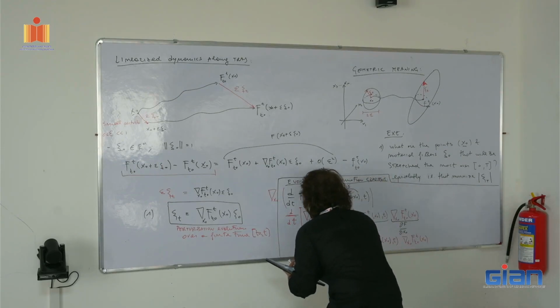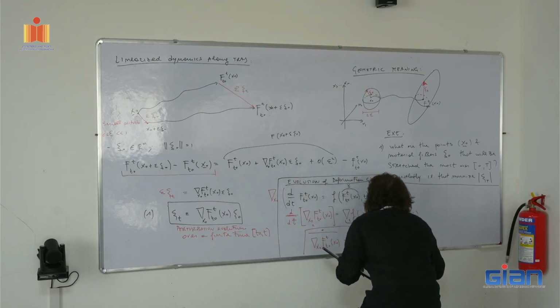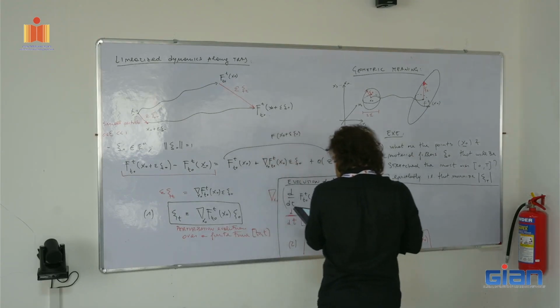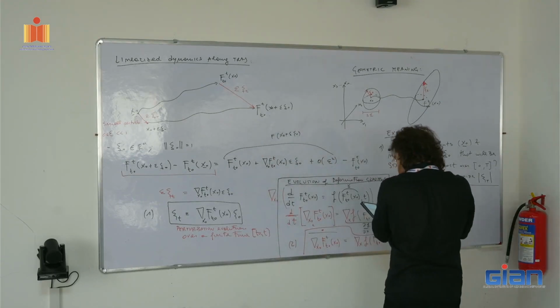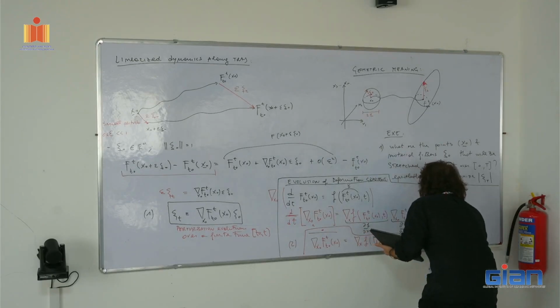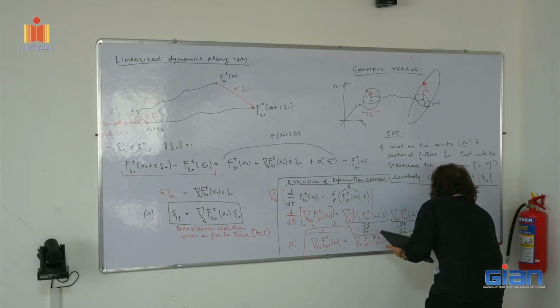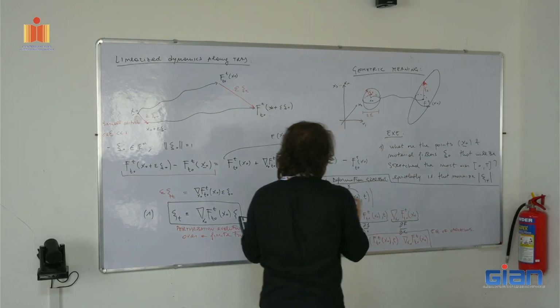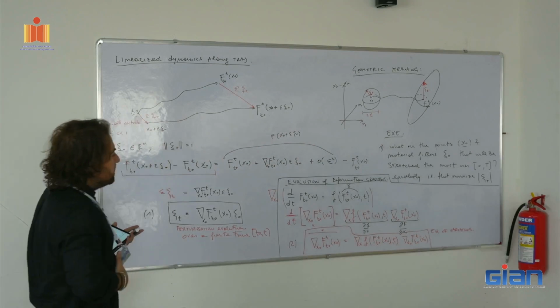Okay, so I want to block all these two, and this is called the equation of variations. Okay, let's do a couple of interpretations. So first of all, numerically, why is this beautiful?